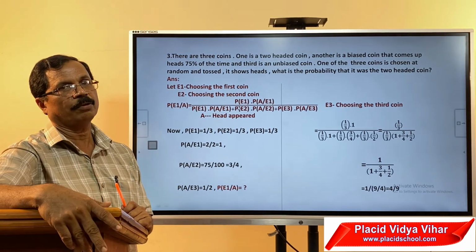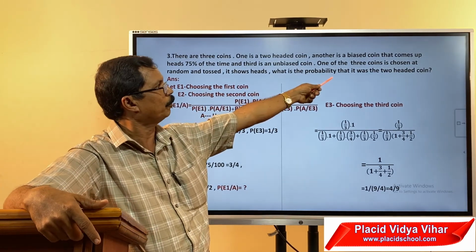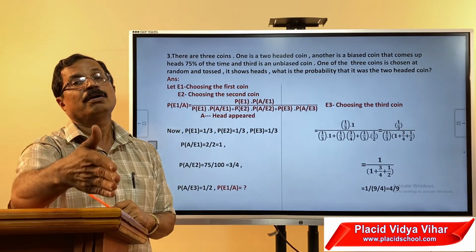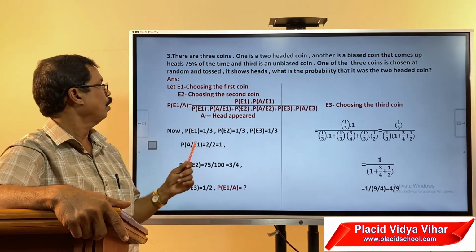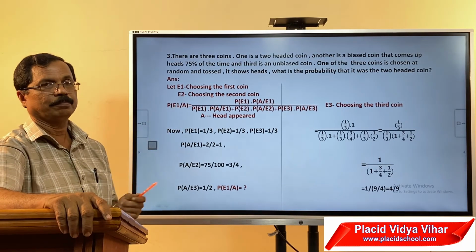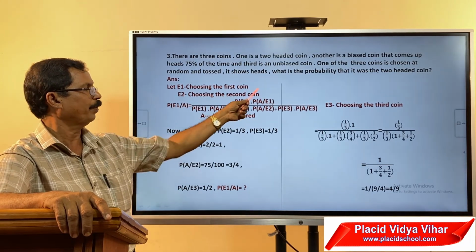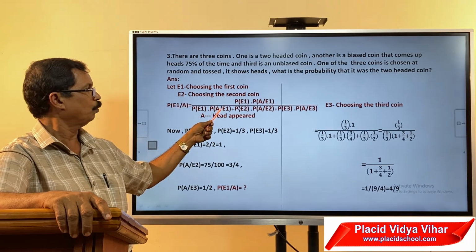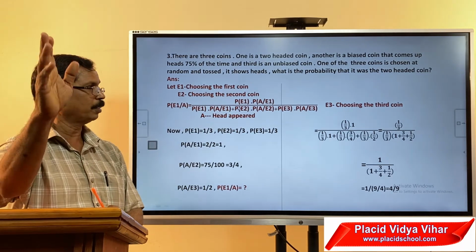Then you know the formula for probability of Ei given A. The question is, what is the probability that it was a 2-headed coin? The 2-headed coin means the first event, E1, choosing the first coin. So our formula is probability of E1 given A. You have to write P of E1 into P of A given E1, divided by P of E1 into P of A given E1 plus P of E2 into P of A given E2 plus P of E3 into P of A given E3. This is our basic formula.